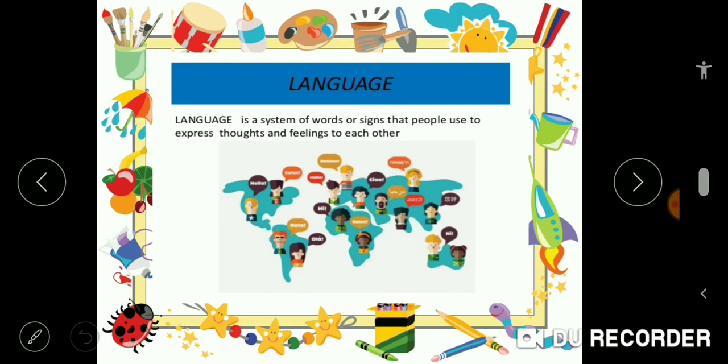Children, I want to ask you, what is a language? Language is the medium of communication. It is the medium to express our views and feelings. And to communicate with the computer, we need a language. That common language is the computer language.